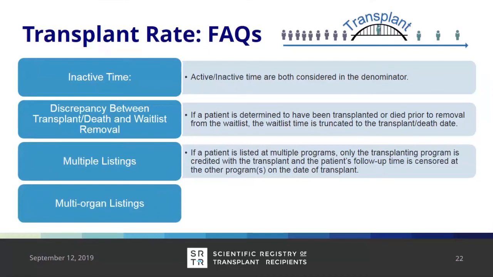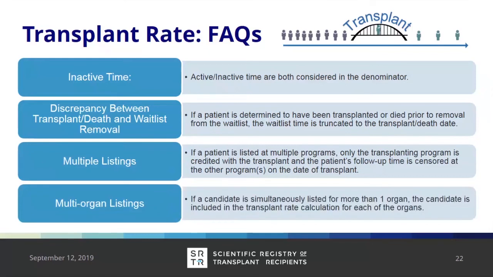Final question here that we'll address is what do we do with patients that are listed for multiple organs? If a candidate is simultaneously listed for more than one organ, the candidate is included in the transplant rate calculation for each of the organs. In other words, if you have a patient who's on the kidney list, is also on the liver list, the liver transplant rate calculation is going to count that patient as a liver candidate while they're on the wait list for a liver, and the same is true for the kidney program.